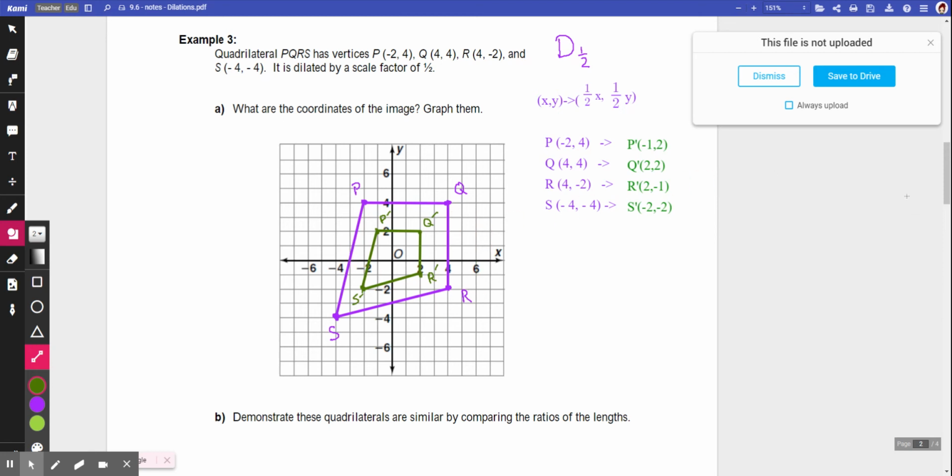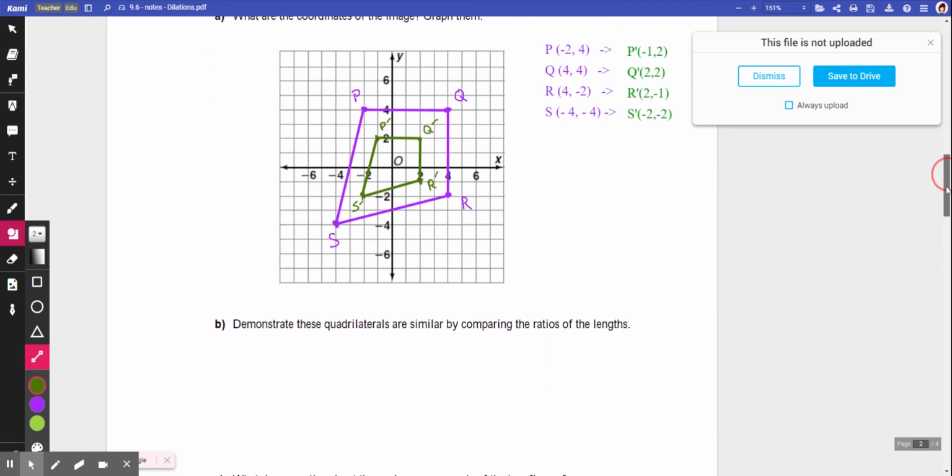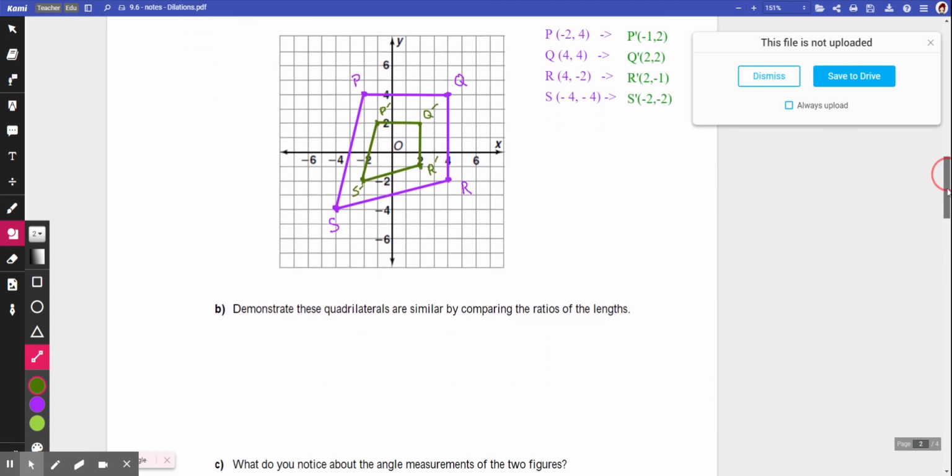So now I want to do a little bit of analysis. So we want to show that the quadrilaterals are similar by comparing the ratios of the lengths. We want to show a couple different sides to show that they have the same scale factor.